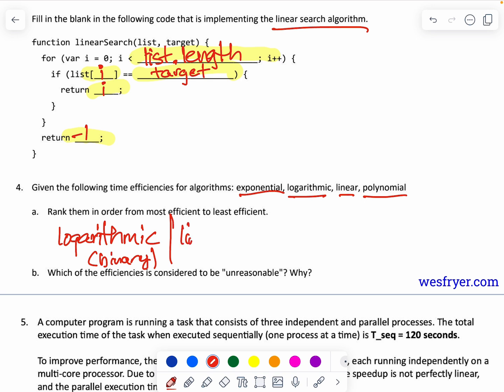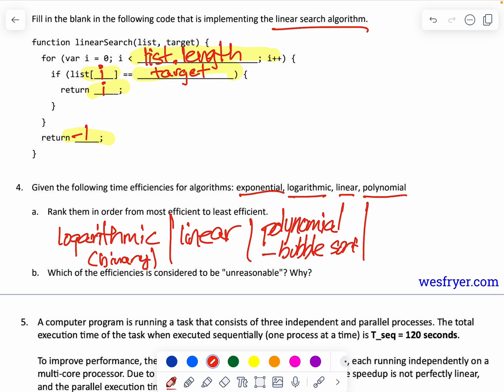The next most efficient is actually linear. Even though we said linear is going to be slower with larger lists, it's more efficient than these other options, and it's second, okay? The third most efficient, and it's the third in the list, next to worst, is polynomial, okay? And one of the examples of a polynomial search is a bubble sort. I don't actually think that's on the test, but I'll confirm that. And it is growing as you're doing the search, and it's getting slower and slower, okay?